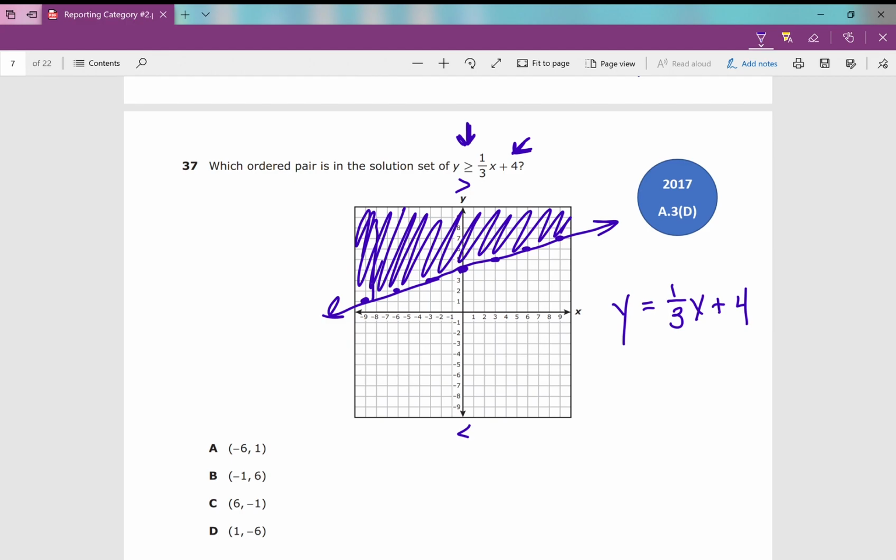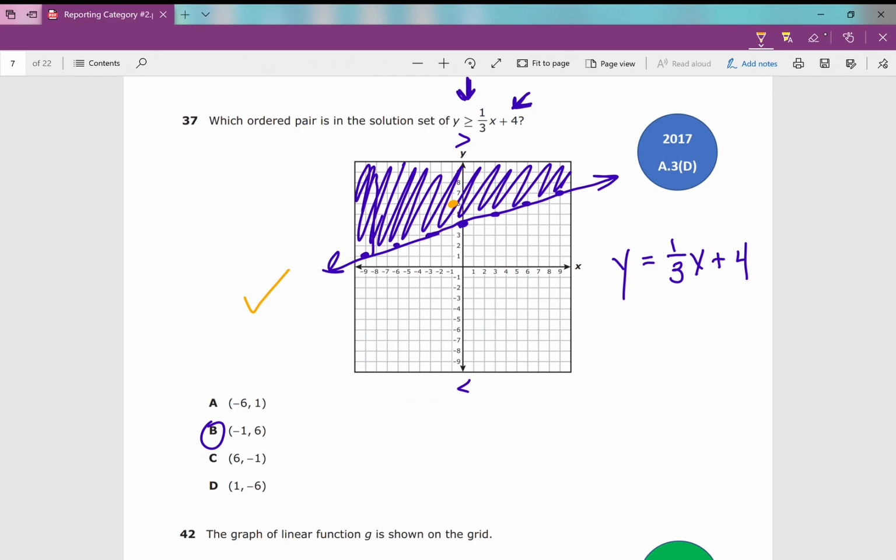So which of these is actually in that shaded region? Your answer is B. -1, 6, if I were to graph this, is right up here. That's in the shaded region. And it's important to remember, if it's on the solid line, it's a solution. If the line were dotted, is it a solution? No, not a solution. So there you go.